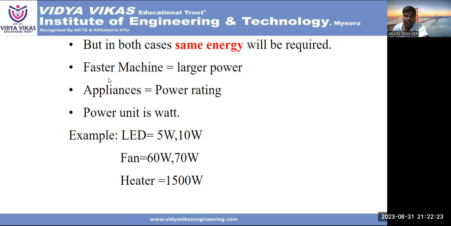What do you mean by appliances? Home appliances are home equipment like LED lamp, fan, heater, refrigerator, mixer, grinder, geyser, etc. I'm going to take one example, LED. What is the power rating here? For example, an LED's power rating is 5 watt or 10 watt. A fan is 60 watt or 70 watt. A heater is 1500 watts.